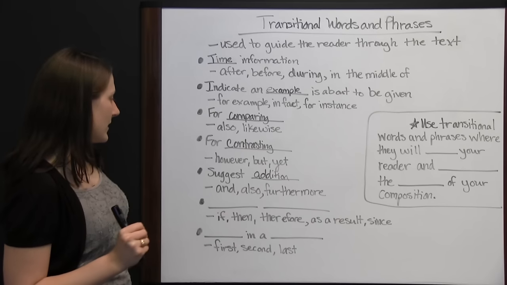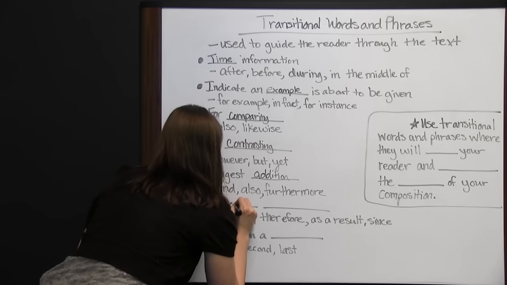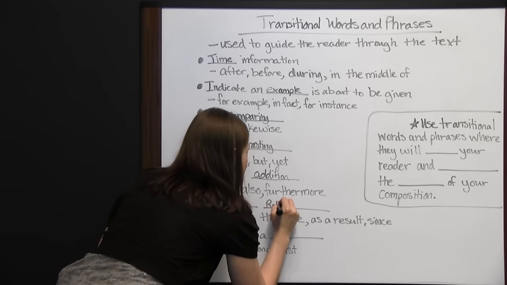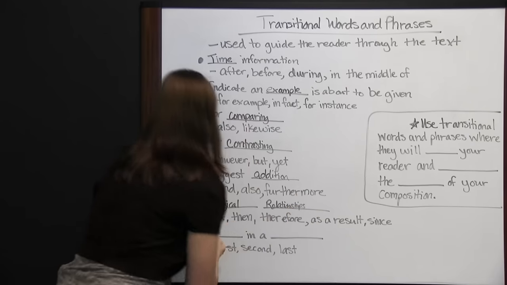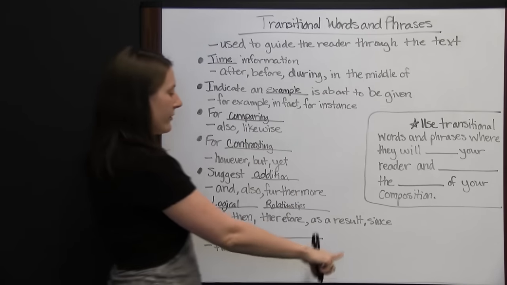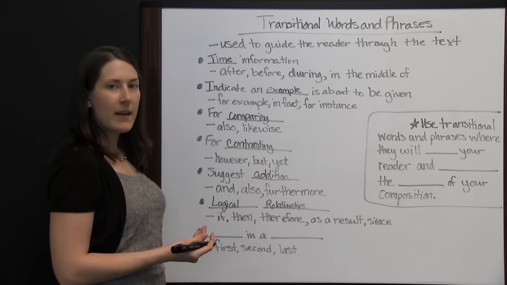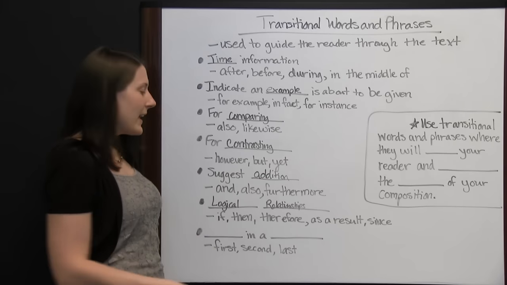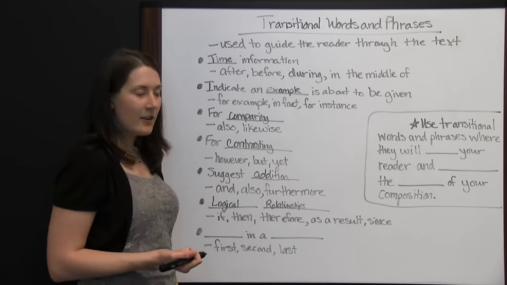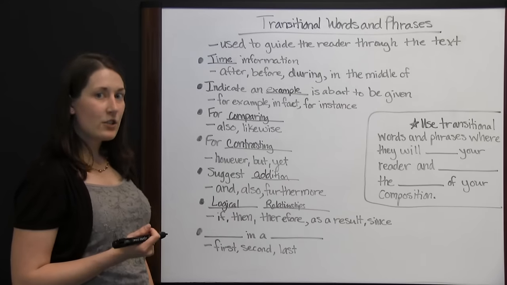You can have transitions that reflect logical relationships. If, then, therefore, as a result, since. If I go to bed late, I might be tired in the morning. I went to bed late, therefore, I was tired in the morning. So these transitions reflect logical relationships.